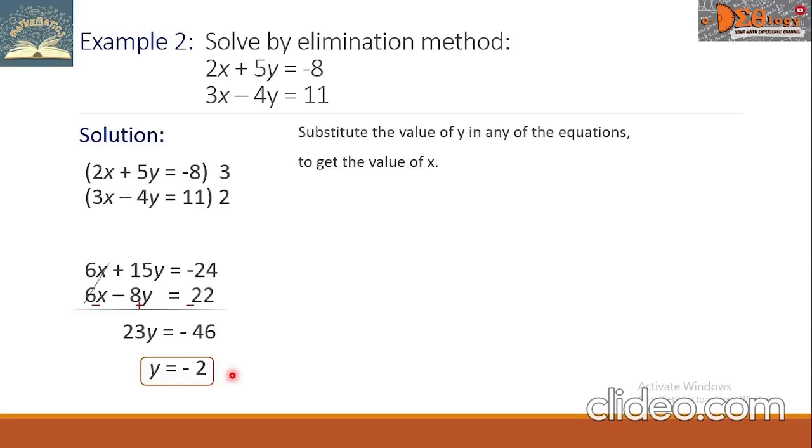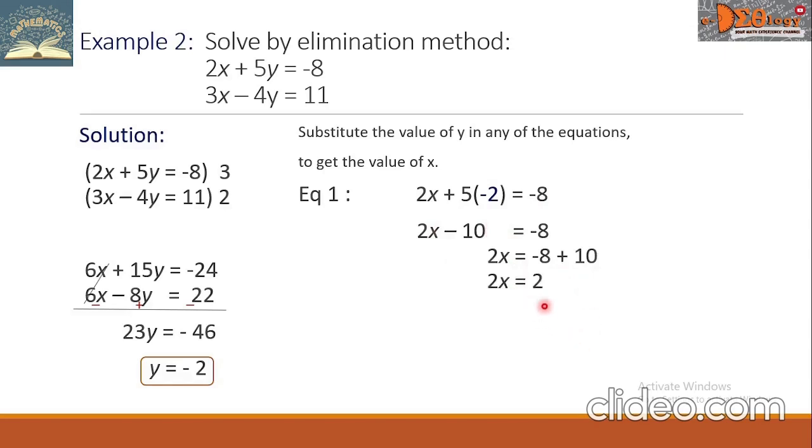Then we substitute the value of y in any of the equations to get the value of x. Let's say equation 1. So 2x plus 5y equals negative 8 becomes 2x plus 5 times the negative 2 equals negative 8. 5 times negative 2 is negative 10. Then we transpose the negative 10 to the right. So 2x equals negative 8 plus 10. The right side becomes positive 2.